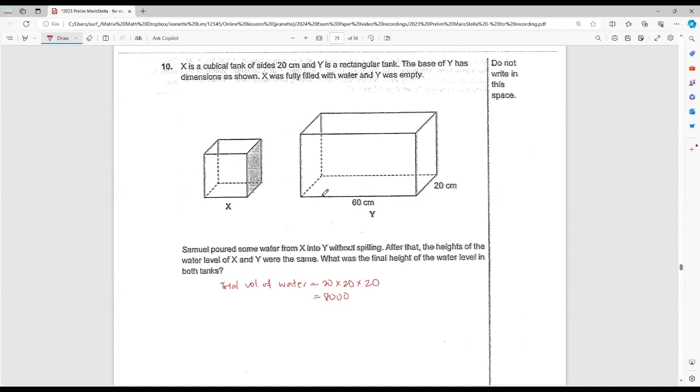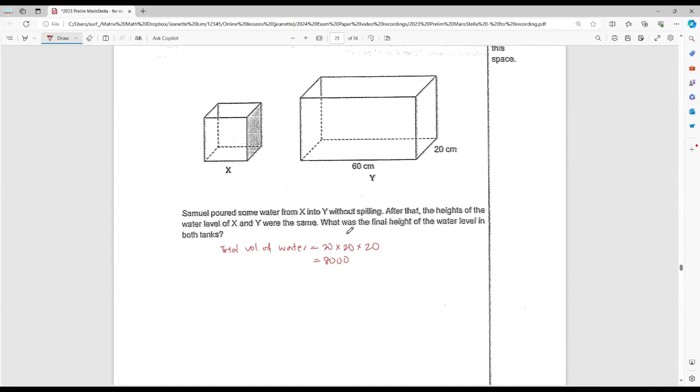Now we cannot take 8,000 divided by 2, although the heights were the same. Imagine if the water level of X and Y is the same, does it mean that they have equal volume? No, right? Because the base area of X is actually much smaller than Y. So if they had the same water level, Y actually contains a lot more volume than X.